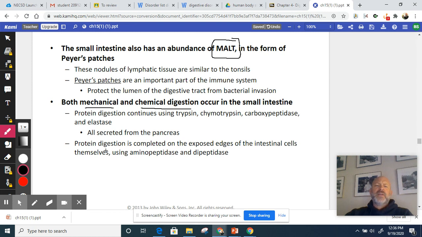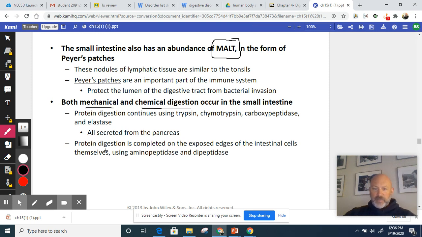Where do we see mechanical digestion? Remember, mechanical digestion is physical breakdown, right? So why would we see it with the teeth? That makes sense. We saw it in the stomach with the grinding of the muscles. That makes sense. How could we possibly have mechanical digestion in the small intestines? You would think it's just going to be hit with enzymes, right?